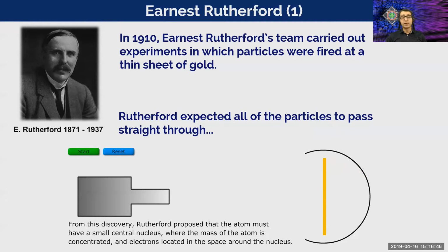Now, from this discovery, Rutherford proposed that the atom must have a small, very dense central nucleus where most of the mass of the atom was concentrated, and that the electrons must be moving in orbits in the space around that nucleus. And so he extended the atomic model through this series of experiments that allowed him to reach this conclusion.